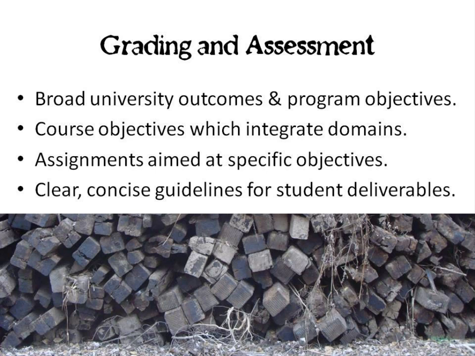And the key is to have broad university outcomes that can span a lot of colleges, a lot of programs. Same thing with program objectives. We need to make sure that we can fit the courses in there. We don't want to get them too specific. Once we get to the course level, then we need to make sure that in our mind, and in our heart, and in our social interactions, we have three, in my case, three domains in mind. And then those assignments aim at them.